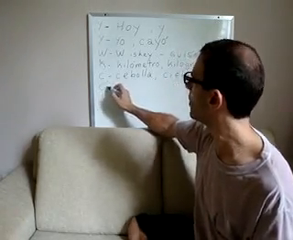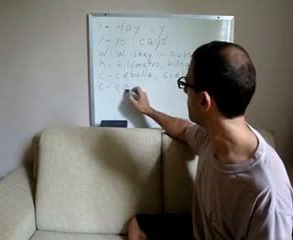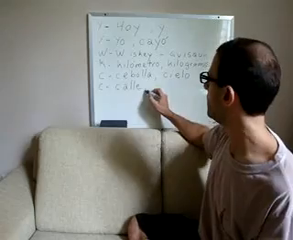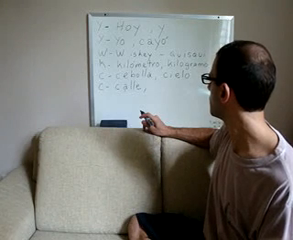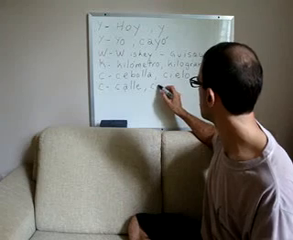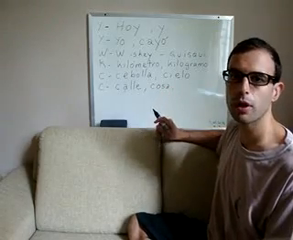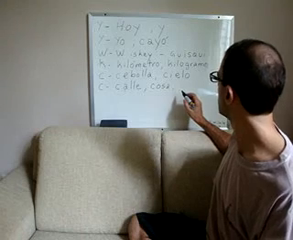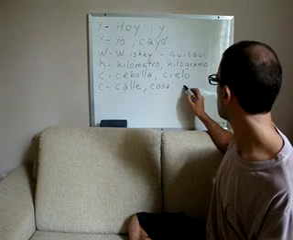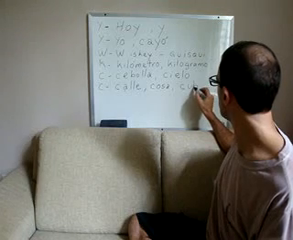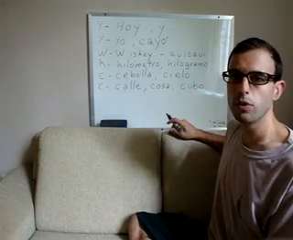Now the hard sound, k. Let's use the same example we used before. Calle. Calle means street. Cosa. Cosa means thing. And cubo. Cubo means cube.